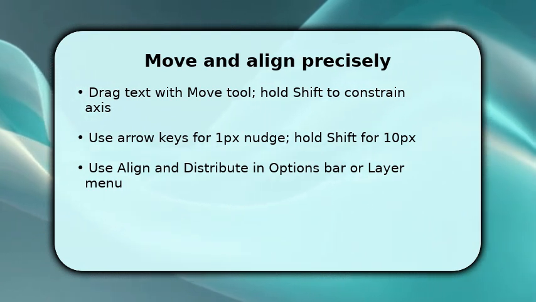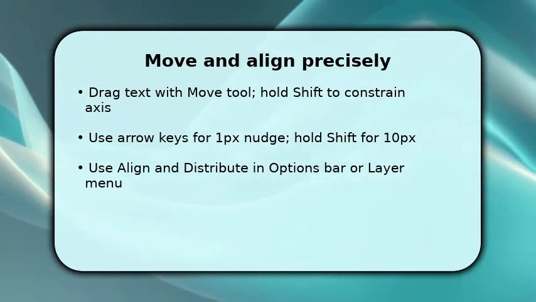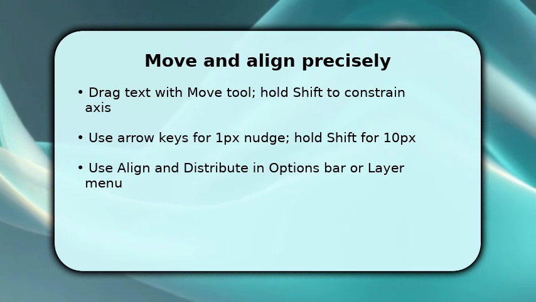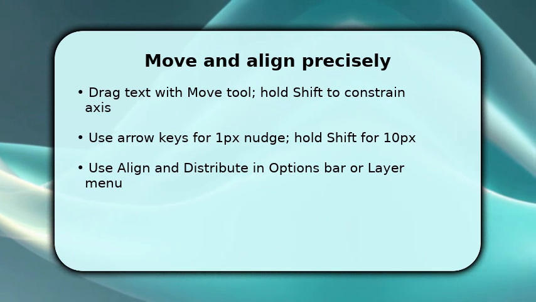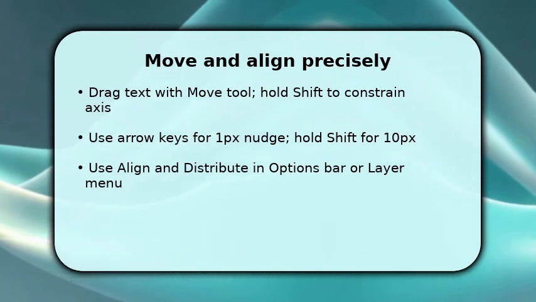Once roughly placed, use the Options bar Align icons or Layer Align to snap to canvas or other layers. Also consider smart guides and rulers for visual alignment. These actions let you control placement.